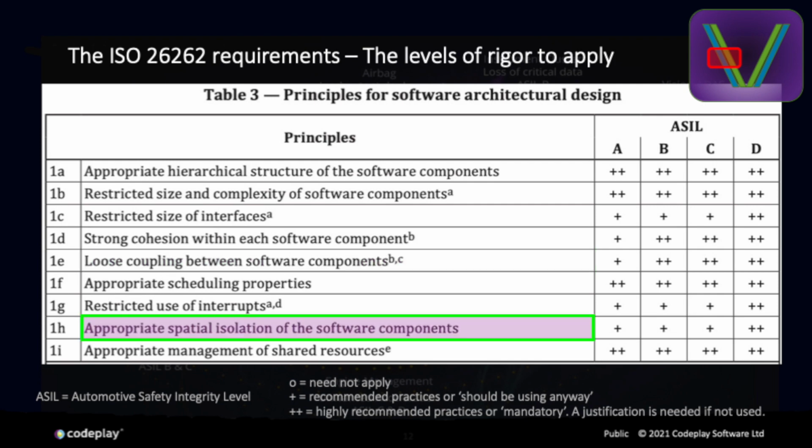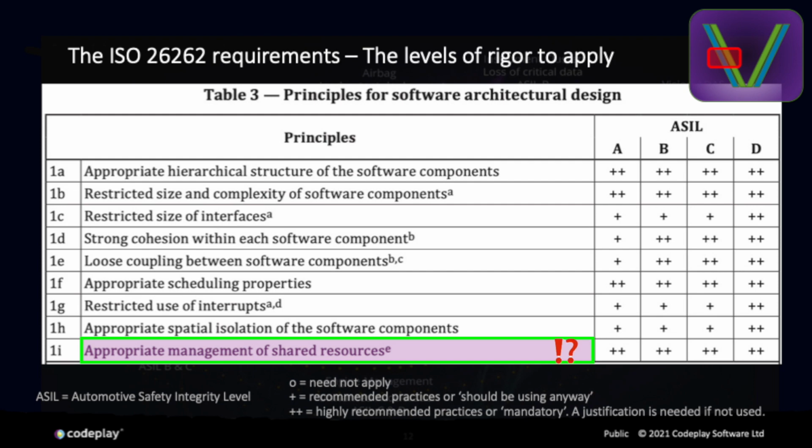Next, the appropriate partial isolation of software components. Now, this could be a challenge depending on how each component is designed and implemented. The standard wants to see evidence that a component cannot interfere and so cause detrimental effects on other components in the stack, which leads us on to the next item, the appropriate management of shared resources. I have marked this as a challenge.